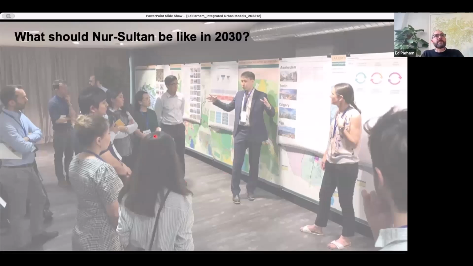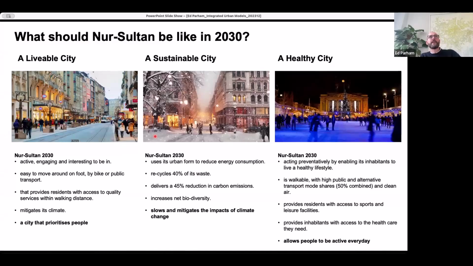So we did a lot of stakeholder engagement. We met people that lived in the city and we asked them what they wanted it to be like. What came out was that they were talking about it being livable and sustainable and healthy. On one level, those are really high level, kind of fluffy descriptions. What we wanted to do was get into much more precise descriptions.